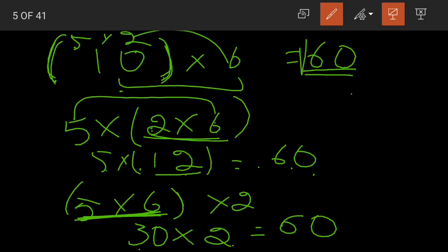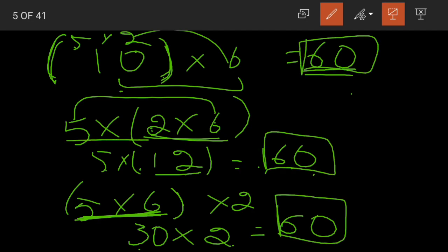So what are we observing here? The product is the same. Even though the grouping of the numbers is changed, the product is remaining the same.